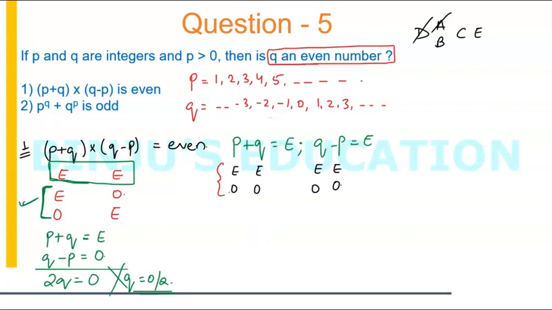Okay, let's look at the second statement. P to the power Q plus Q to the power P is odd. I want the sum to be odd, which means this becomes even and this becomes odd, or this becomes odd and this becomes even. Again, these are the two possibilities that I have. Okay, so if P to the power Q is even, let me write this part here.